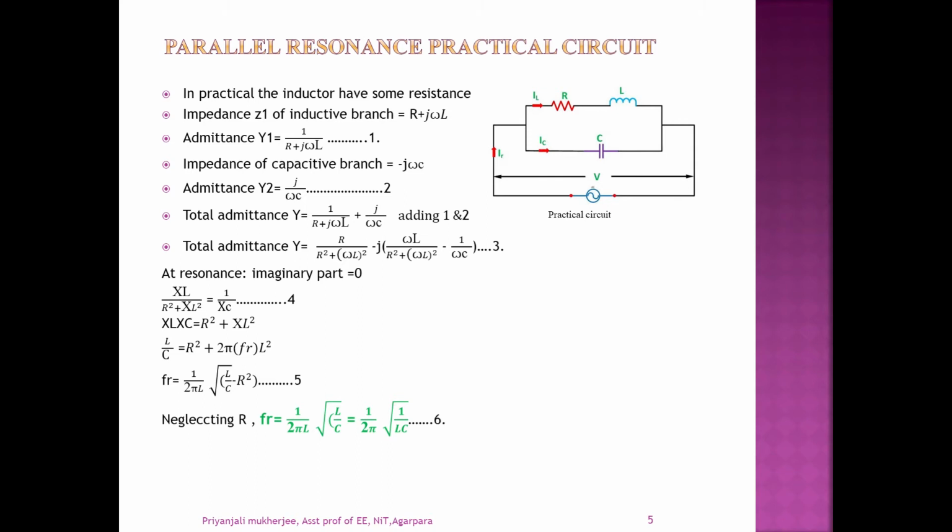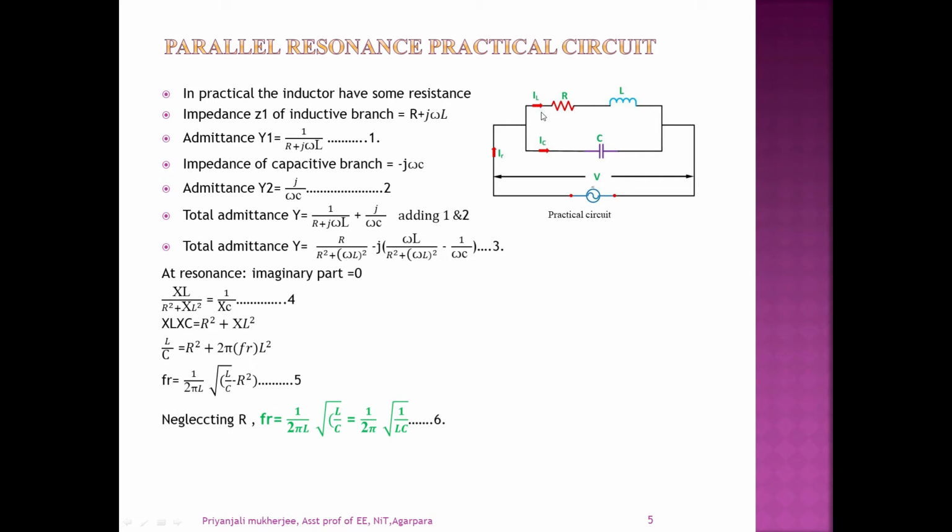Now, this one is the practical circuit of parallel resonance, where R and L are connected in series and both are connected in parallel with the capacitor, and the whole circuit is connected across the variable voltage supply. Because any inductance has some resistance, and in this case, we are considering this R.